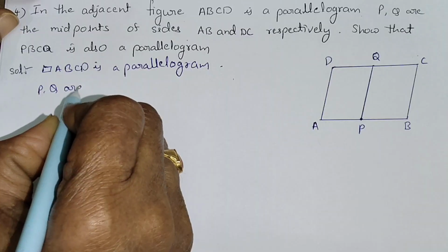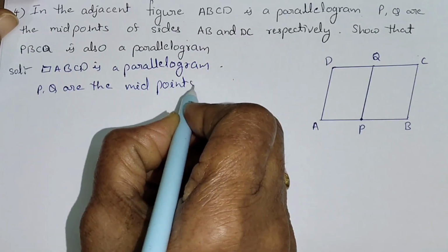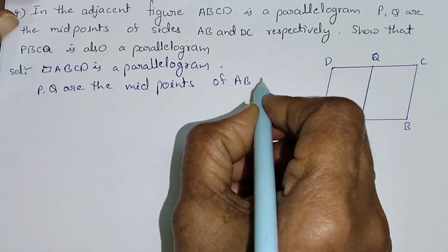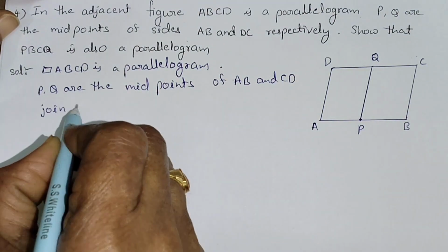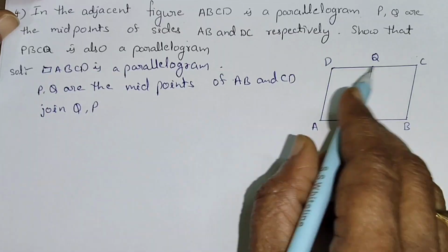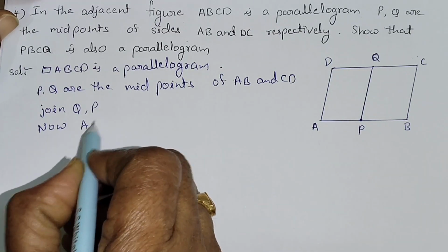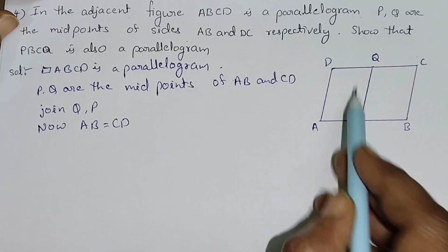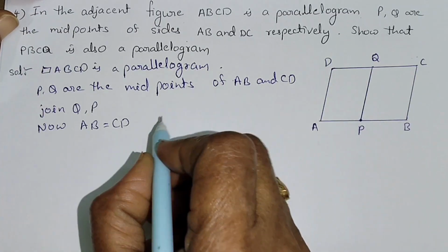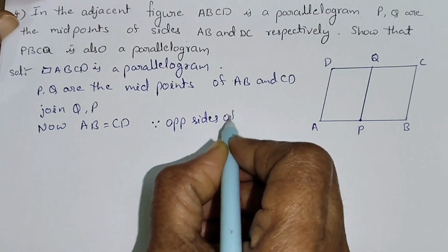P and Q are the midpoints of AB and CD. Next, join Q and P. Now we write AB equal to CD, because these two are the opposite sides of a parallelogram.